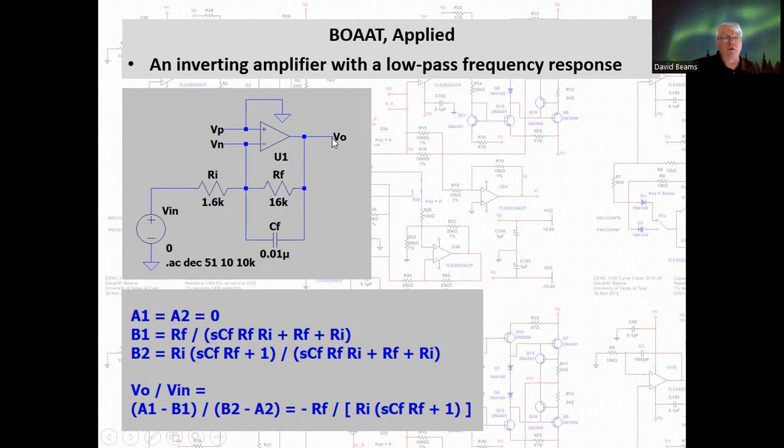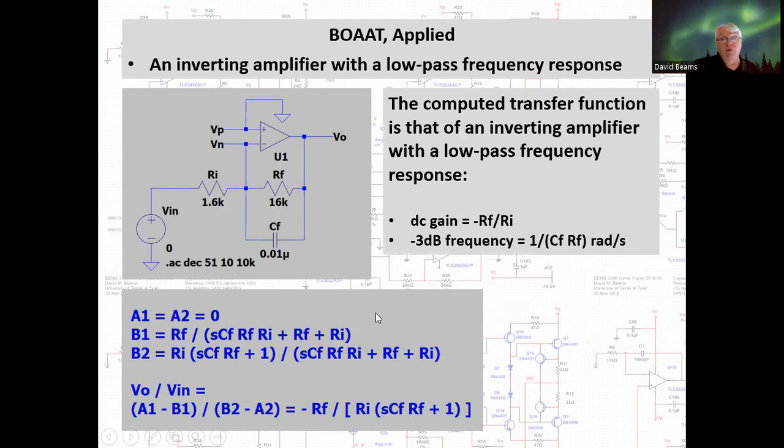When I go to measure or determine B2, I force a voltage at VO while V in is held at 0. We have the same RC network, except now R sub I is the lower branch and RF parallel with C sub F is the upper branch. And the transfer relationship that comes from the BOAAT formula is minus RF over RI times the quantity S C_F R_I plus 1.